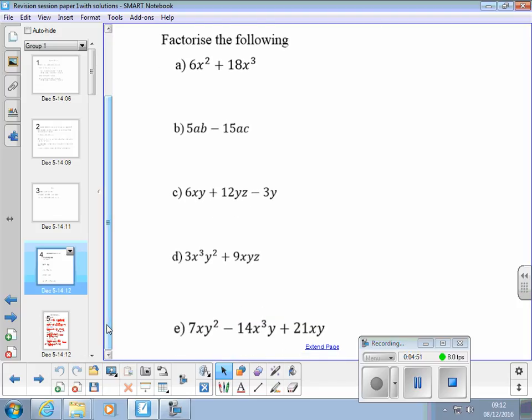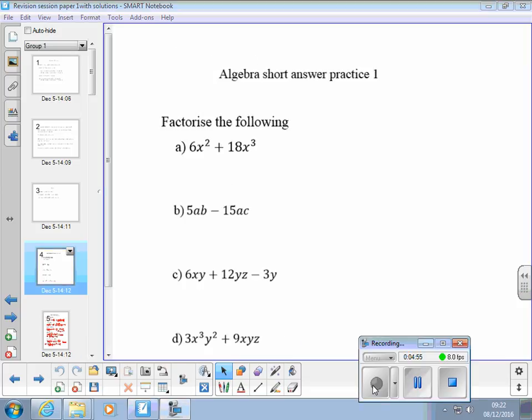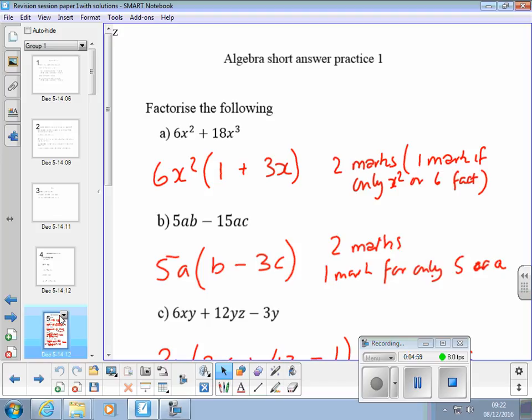Okay? So we're starting that. So let's have a look at the answers and how this would be marked. Right, first one factorised is I've taken 6x squared outside the brackets, and then inside the brackets 1 plus 3x. So if you've done that, 2 marks. If you've only taken 6 out, or you've only taken x squared outside the bracket, then 1 mark.